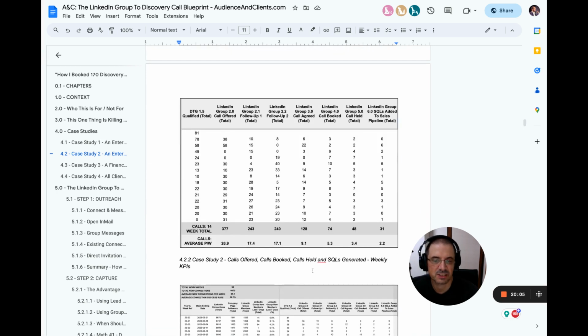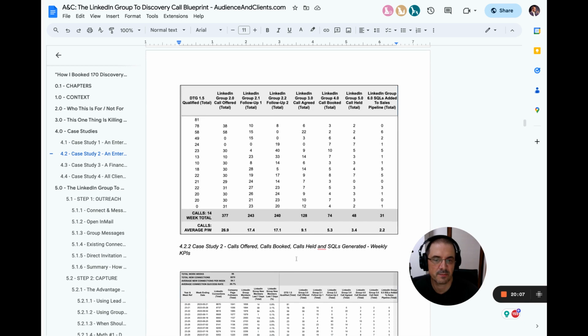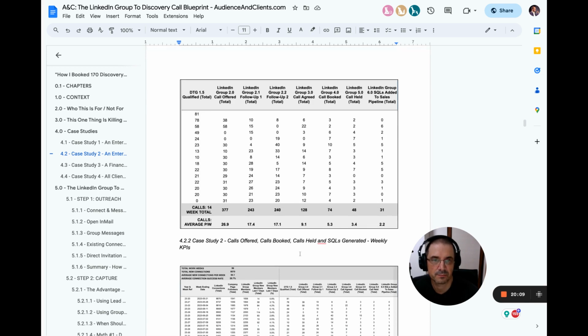And in the next chart, these are the numbers for calls offered, agreed, booked, held, and SQLs. So 377 calls were offered during that 14-week period. There was some follow-up with some of these people. Not tons. We're not sending thousands and thousands of messages, and these follow-ups are typically one week apart.